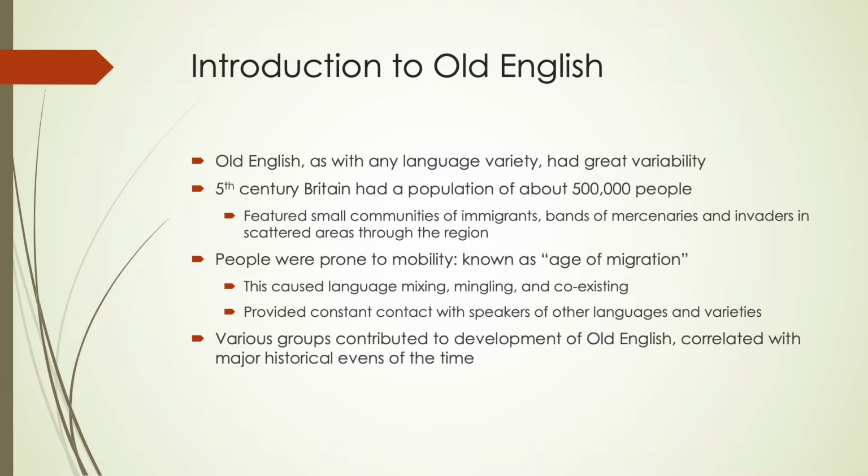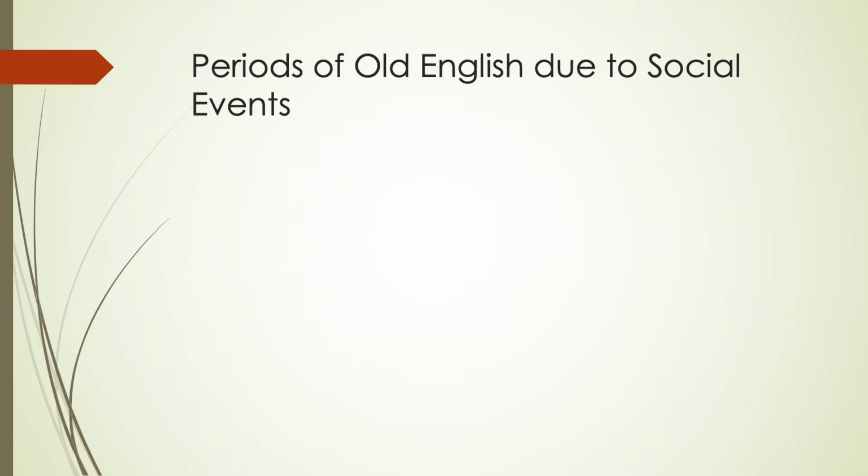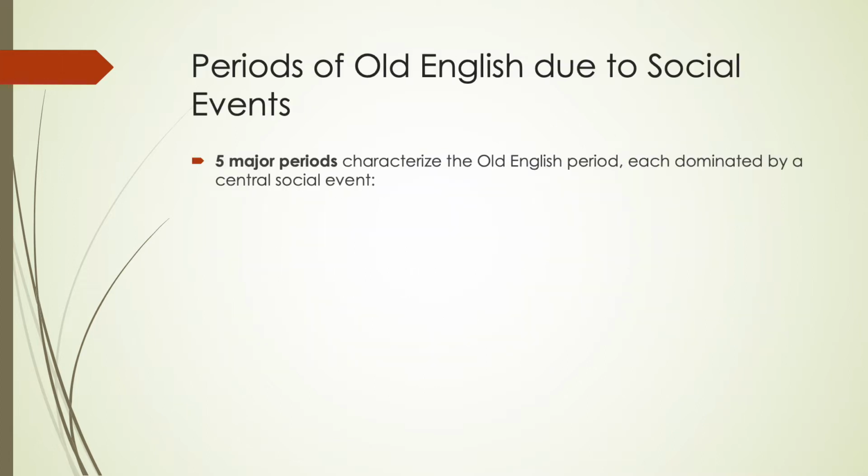So there were lots of groups that contributed to the development of Old English, and a lot of these different developments of the language itself correlate with different historical events of the time period. So we'll be focusing in this lecture on those periods in Old English and the historical events that were associated with that. So there were 5 major periods that characterize the Old English period. Each of them is dominated by a central social event, and we'll see this throughout the history of English as it develops, that there were oftentimes central social events that led to linguistic changes as well.